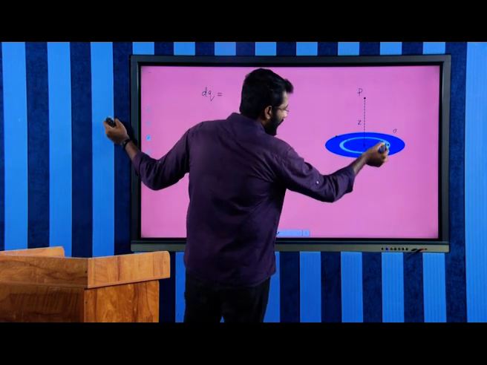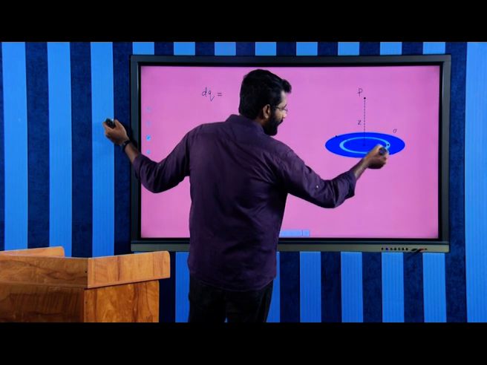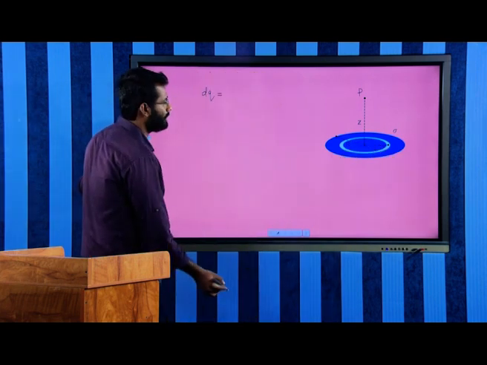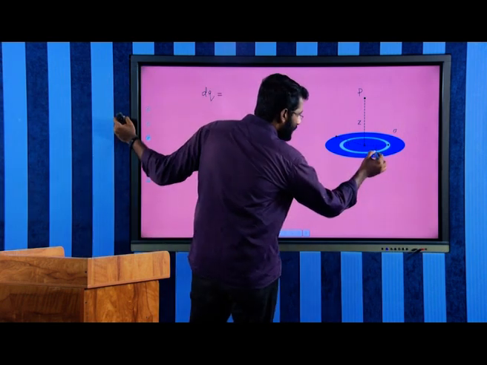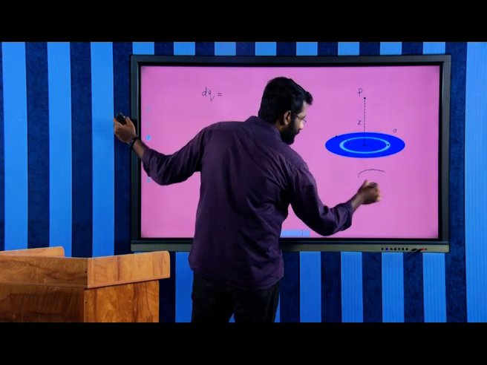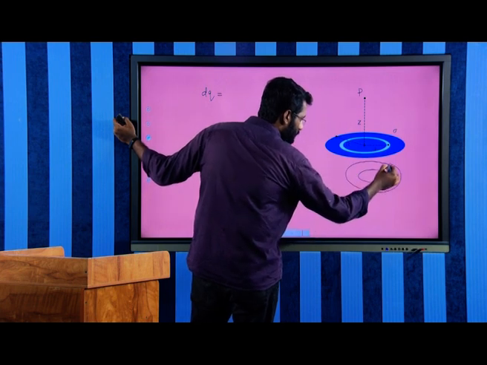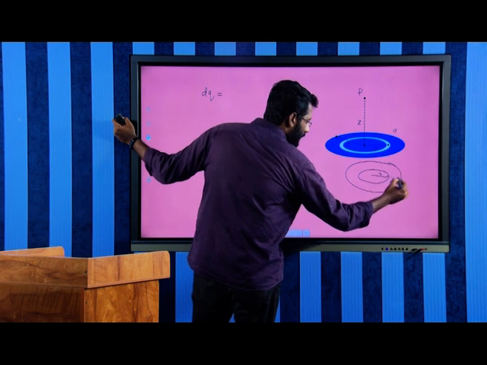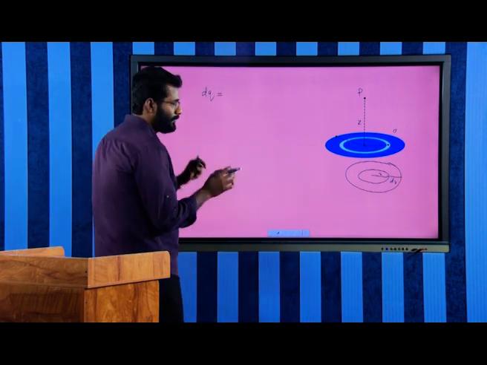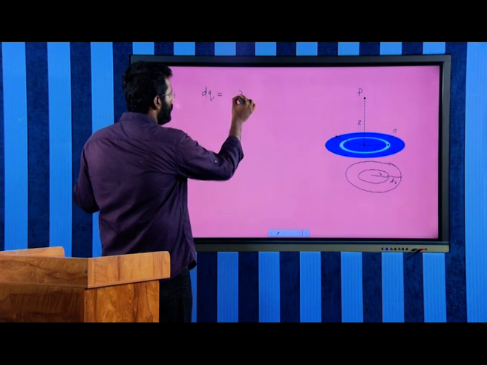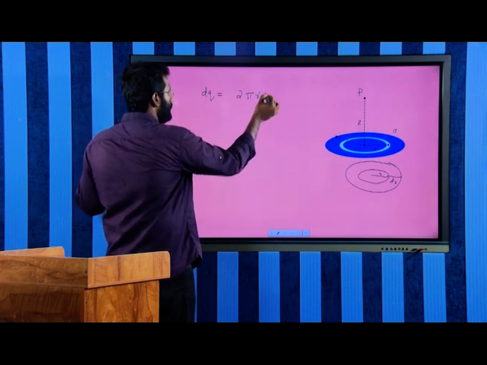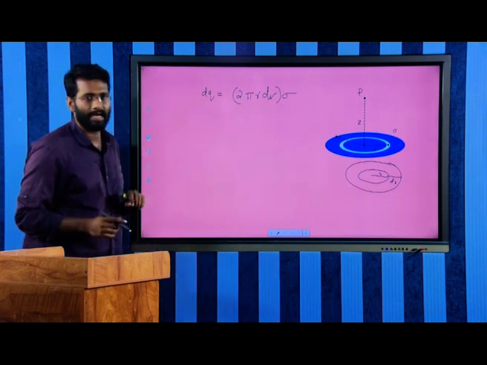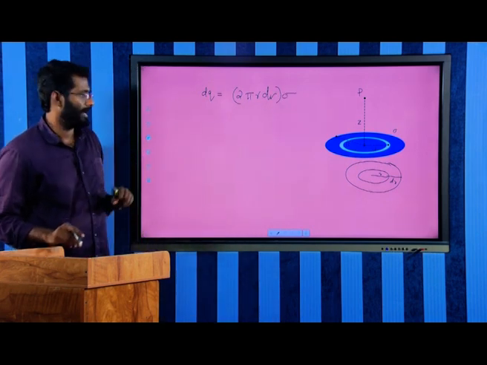This strip has a radius r, that means it has a circumference of 2 pi r, times, let us imagine this has a width. Let me draw it once more, I am just enlarging it. So, this is r and let this be dr. So, this will have an area 2 pi r dr, and that area times sigma, so 2 pi r dr sigma is the charge inside it.